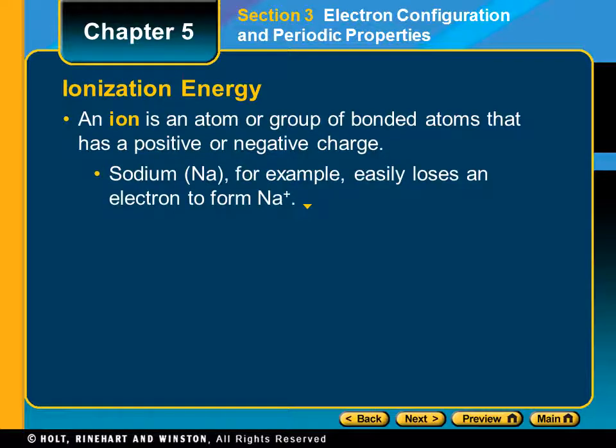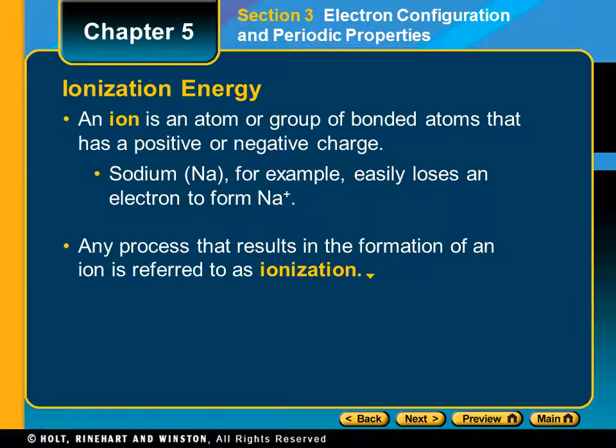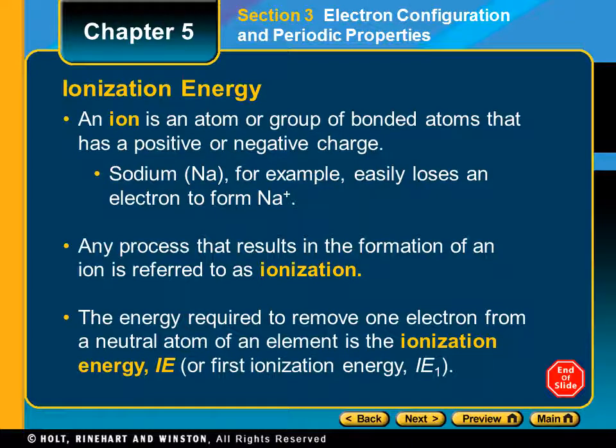So an example would be sodium. Sodium generally easily loses an electron. If it loses an electron, it loses a negative charge, which means it has more positive charge than negative charge, and it forms a positive ion, which we represent as Na+. Any process that results in the formation of an ion is referred to as ionization. So regardless of what happens, if it results in the formation of an ion, it is ionization. The energy required to remove one electron from a neutral atom of an element is the ionization energy, IE.